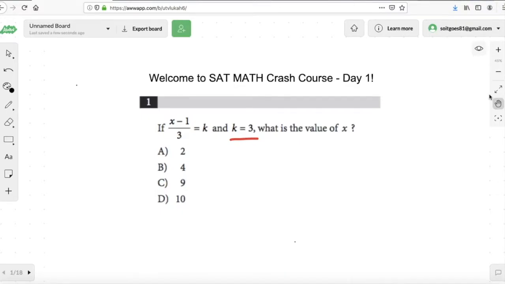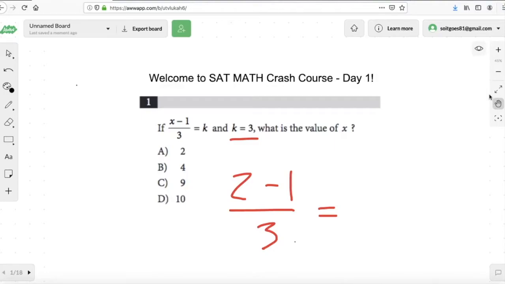Okay, so let's do that. I'm going to start on the whiteboard. I'm going to have you do some of the questions later on your own, but I'm going to start just to show you what it looks like. So I'm going to plug in answer choice A. Instead of x, I'm going to plug in a 2. So now it's 2 minus 1 over 3 equals, not k, k equals 3, so I'm just going to plug in 3 for k.